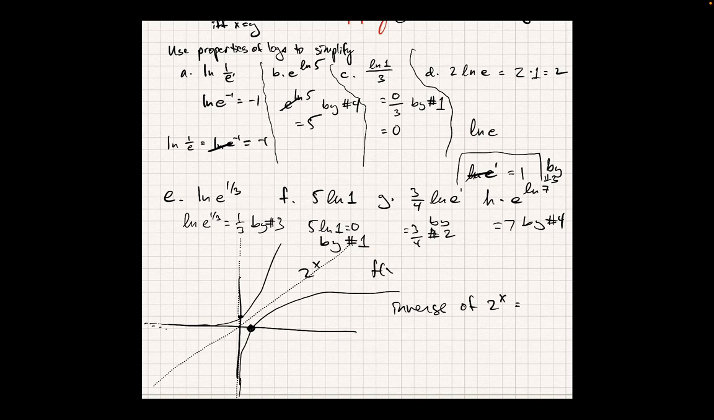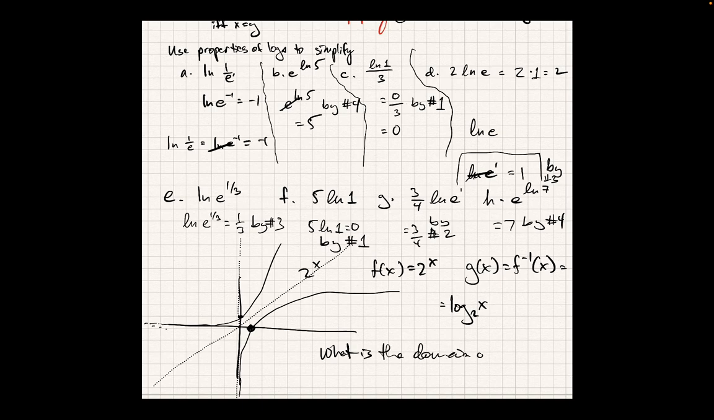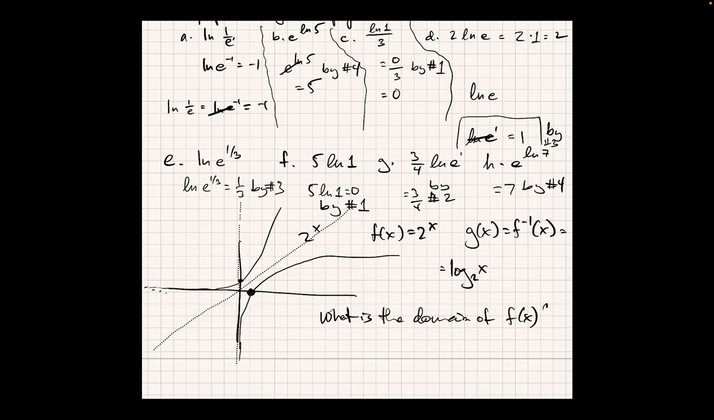What do you call the inverse? So if f of x is 2 to the x, and g of x is the inverse function of f, what is g of x, Warren? It's log base 2 of x. That's correct. What is the domain of f of x? What's the domain of g of x?